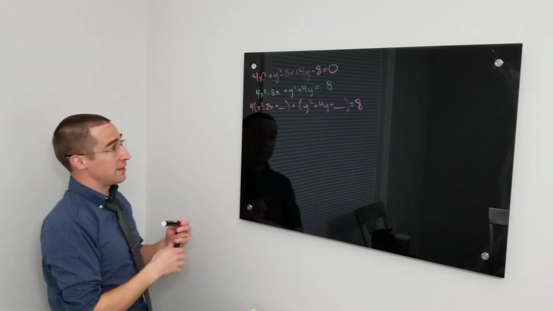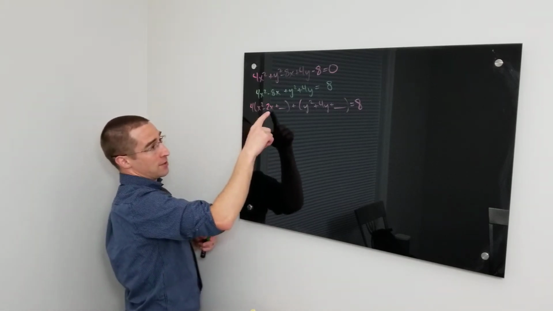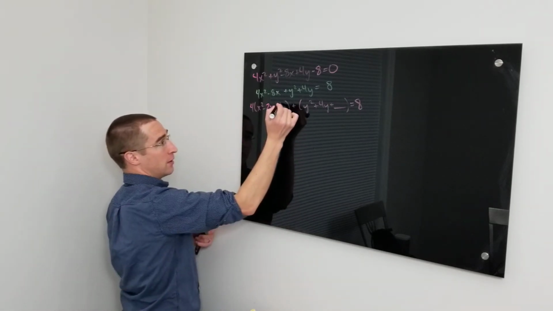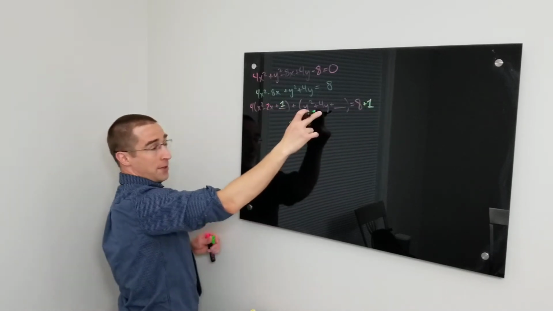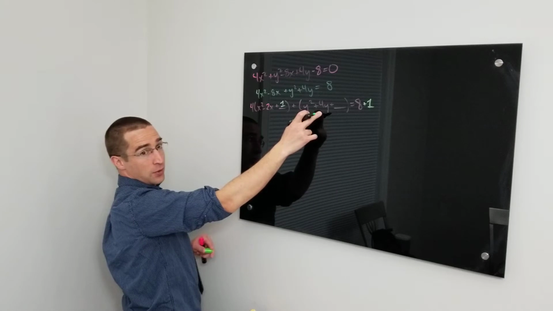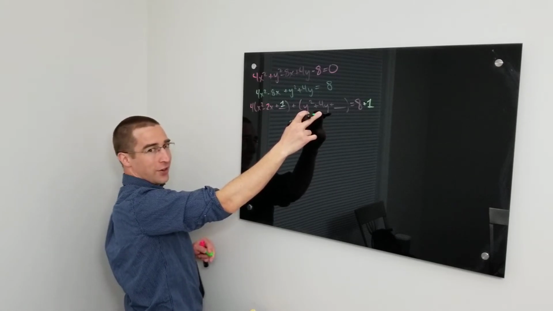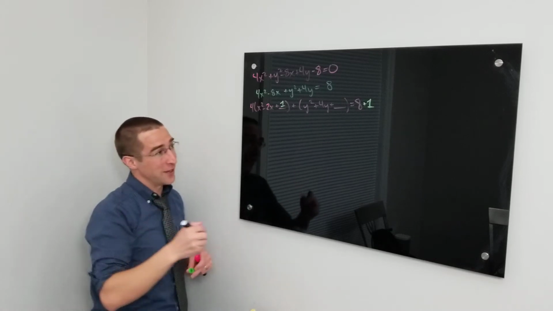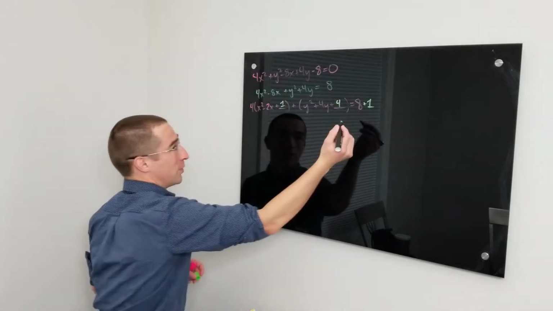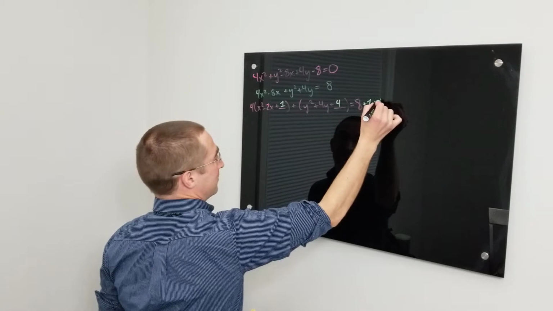Now go about completing the squares. Divide that 2 by 2, square it, we get 1, so I need to add 1 to both sides. Then divide the 4 by 2 and square it: 4 divided by 2 is 2, and 2 squared is 4. Plus 4, plus 4. There we go.